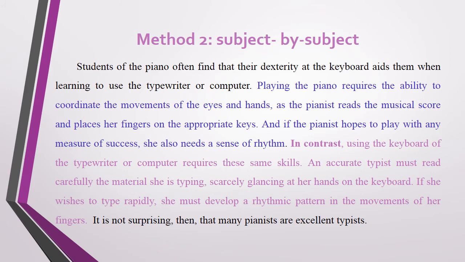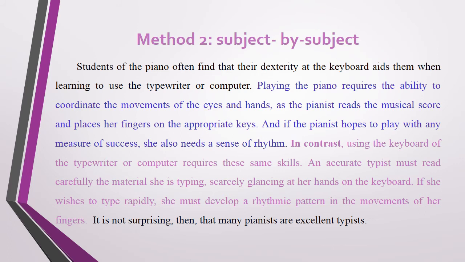Let's read. Playing the piano requires the ability to coordinate the movements of the eyes and hands. As the pianist reads the musical score and places her fingers on the appropriate keys, and if the pianist hopes to play with any measure of success, she also needs a sense of rhythm. So all the discussion is about the piano. The writer did not speak about the keyboard of the typewriter, so the discussion of A and B is separated. Then he moves to speak about B and say everything about B.